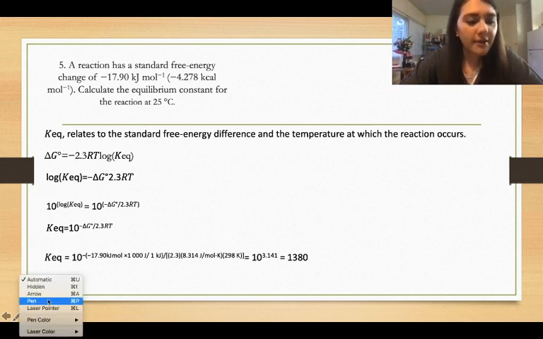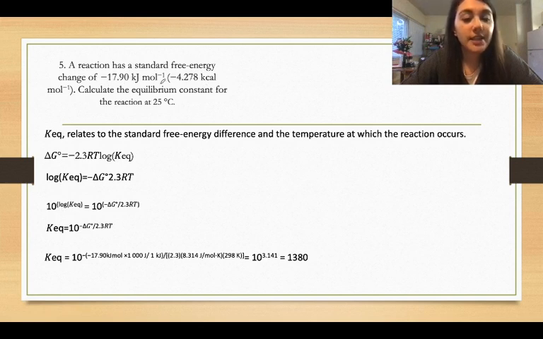Okay, number 5. A reaction here has a standard free energy change of negative 19 kilojoules per mole. That's great, we know it in kilocalories per mole. And I want to know the equilibrium constant.